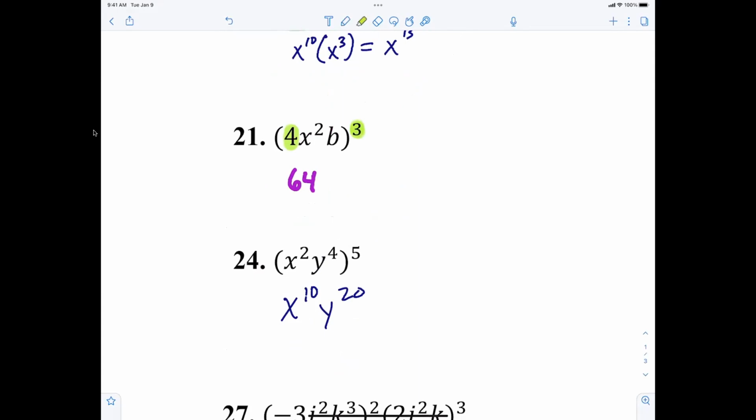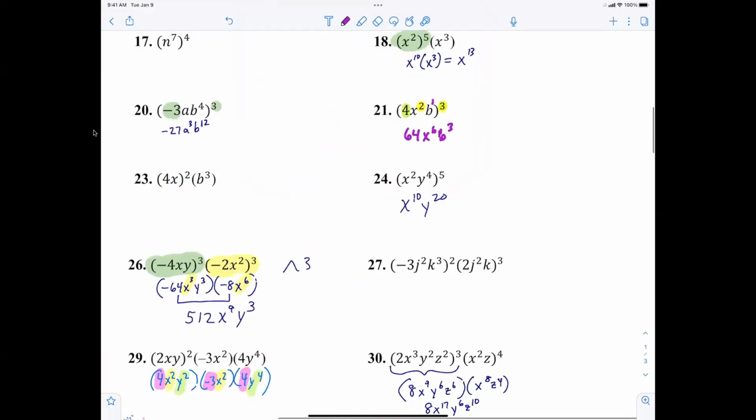All right. Now we say power to a power. The rule is multiplying. So you would say 64x to the 6th, and then b to the 1st cubed is b cubed. You with me on that? So those are the rules. All right, now let's jump down here.